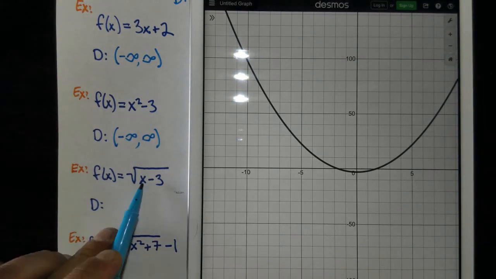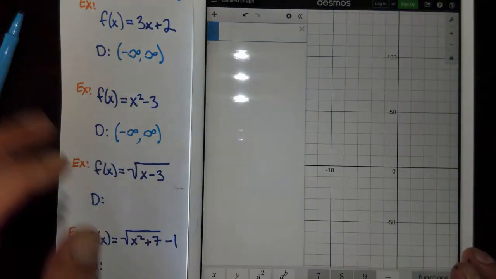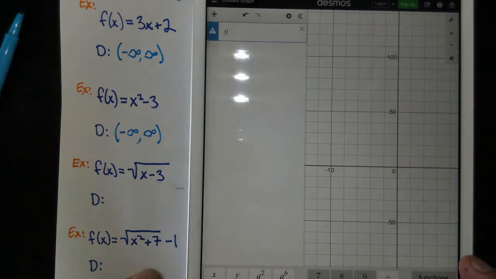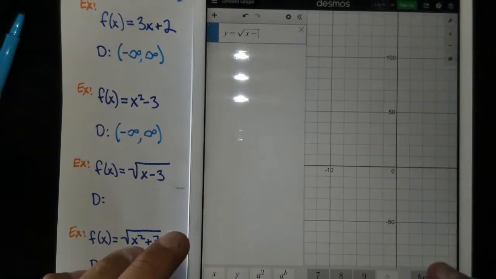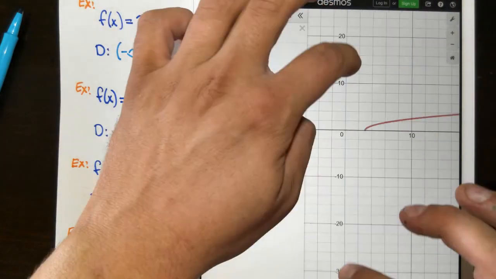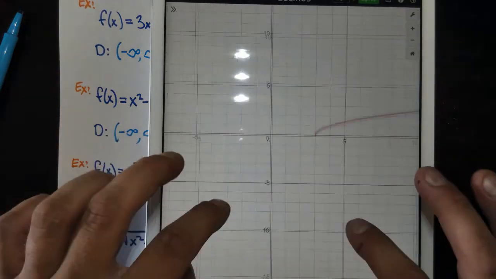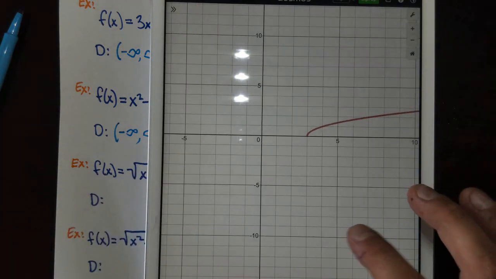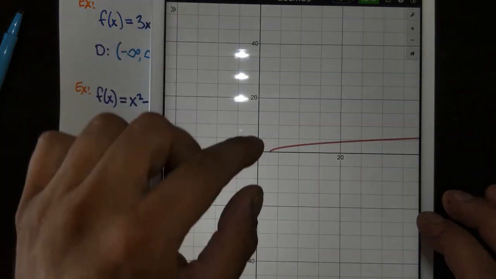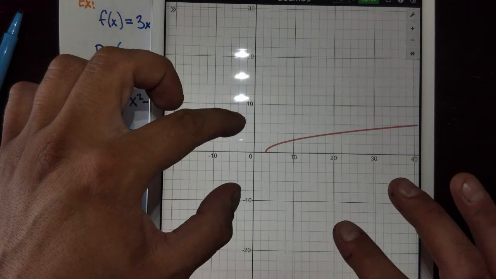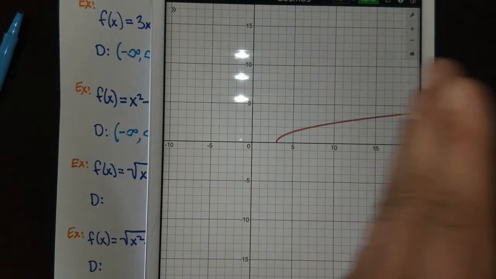Let's take a look at another one, the square root of x - 3. Now, when we get square roots, that's when our domain doesn't always exist for all real numbers. So let's see, we have the square root of x - 3, and let me just get a nice view here. So here we see that this function doesn't exist at all x values, right? In fact, it doesn't exist to the left of this point right here. It only exists to the right of it.